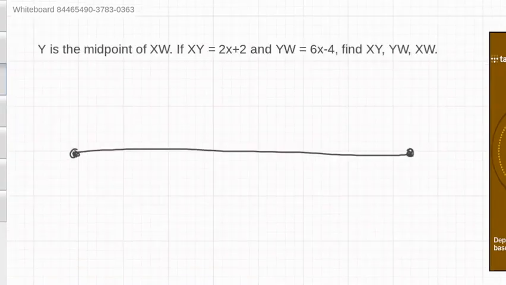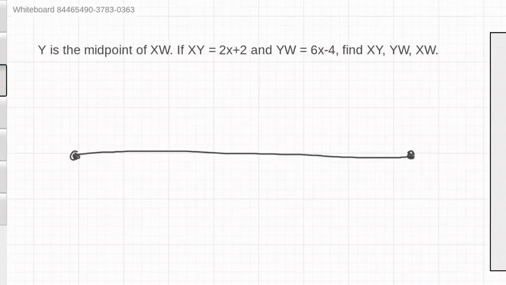Alright, I want you guys to do the next couple of ones, and then come back and check your answers. I already kind of drew this line, and I will set up the diagram for you, and then you guys can go do the work and check your answers. So Y is the midpoint of XW if XY equals 2x plus 2 and YW equals 6x minus 4. Find x, XY, YW, and XW. That's what it should look like. Plug in your values, get your answers.